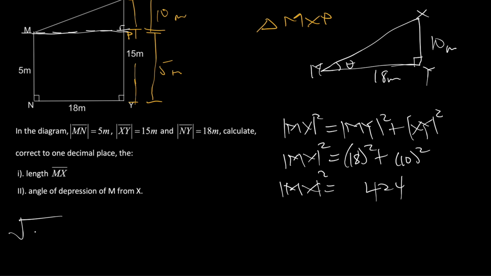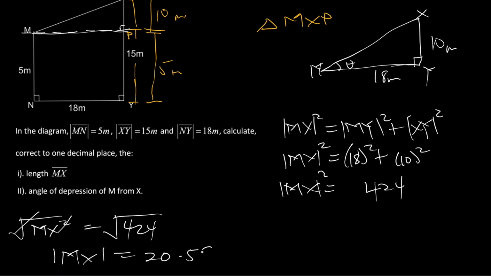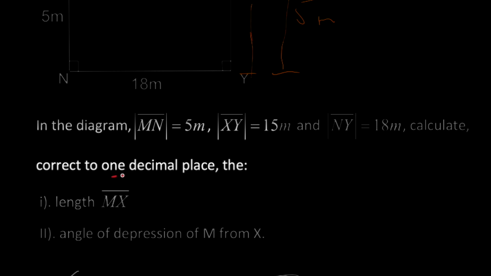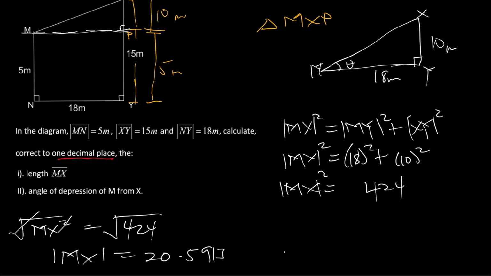Now to find MX, we take the square root of both sides. So you have the square root of MX squared is equal to the square root of 424. Now square cancels square roots. The length of MX is equal to the square root of 424, which is 20.5913. But we are being asked to correct to one decimal place. So MX will be equal to 20.6 meters. So that will be for our (i).